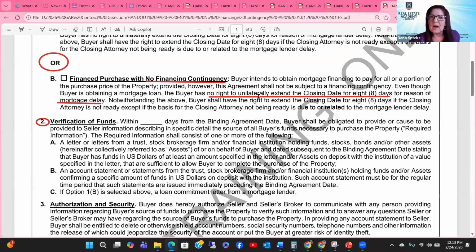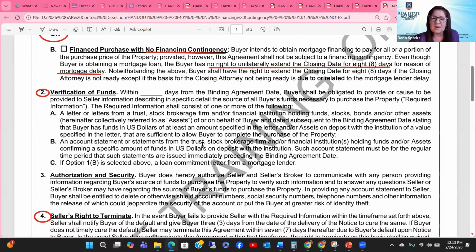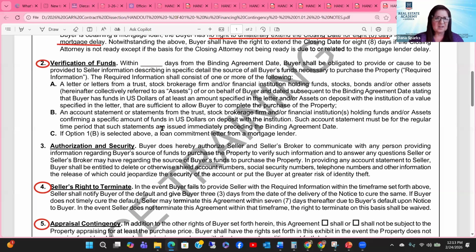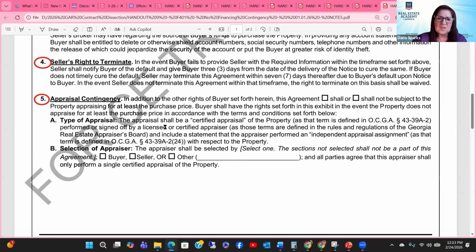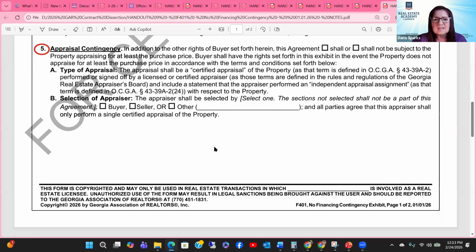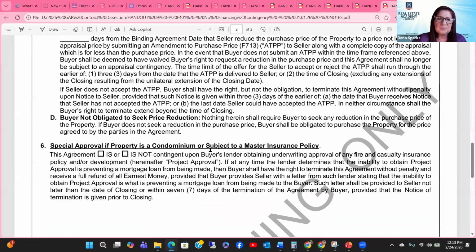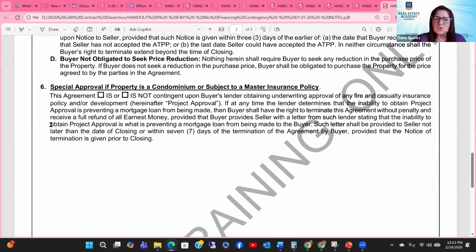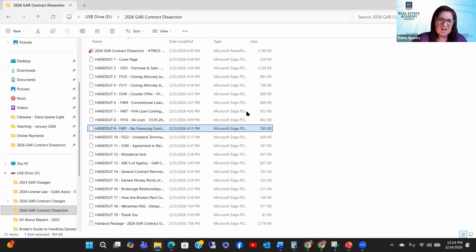With that, there is no right to unilaterally extend the closing for 8 days based on any mortgage delay. This is verification of funds or proof of funds, and this is where you negotiate how many days from binding agreement date that the buyer has to provide proof of funds to the seller. Seller's right to terminate if they don't do that. There is an appraisal contingency that they can negotiate. And again, that same issue with if it's a condo or attached housing, contingent upon this master insurance policy. All right. Let me show you.